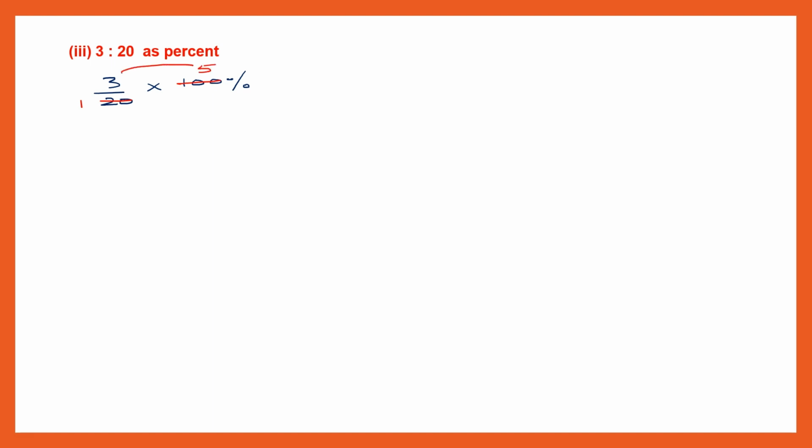So now multiply the numerators. 3 into 5 is 15, and we have the percentage symbol. So we have got our answer. The final answer is 15%.